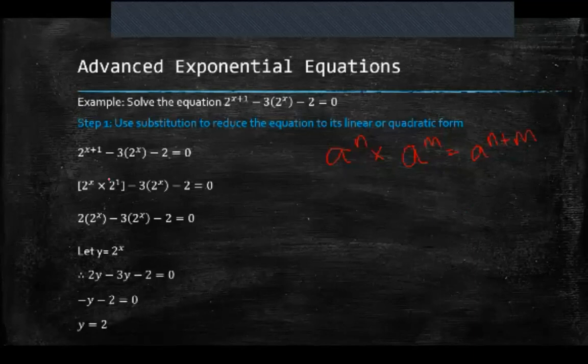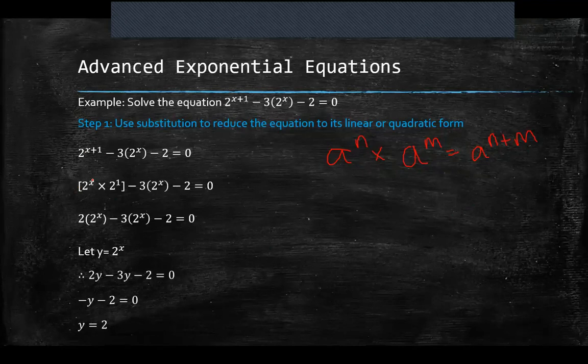And that's how I was able to tell that 2 to the power of x plus 1 is the same as saying 2 to the power of x times 2 to the power of 1, minus 3 times 2 to the power of x, minus 2 is equal to 0. I could rewrite this. So instead of putting this multiplication sign, I just put brackets. So this is the same thing: 2 in brackets 2 to the power of x, minus 3 in brackets 2 to the power of x, minus 2 is equal to 0.